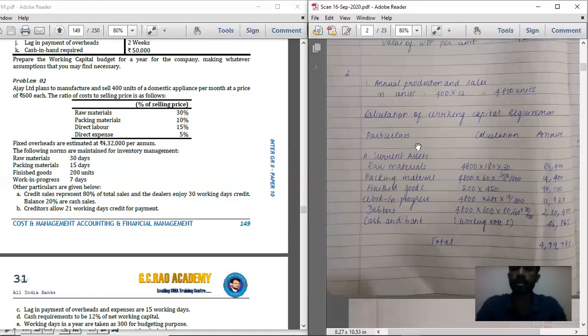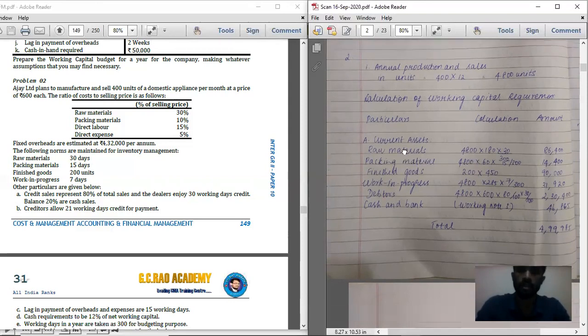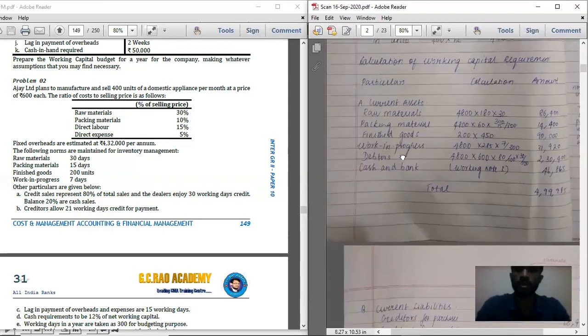This is very important. If you are not seeing whether this is per month, that is total units sold per month, and you take it as per year, then the entire sum is gone. So you should see whether they have given the number of units sold for a month or for a year or for a quarter or for half a year. You should see that, then only you should calculate the annual production. So annual production here is 4,800 units. Below that, statement number 1, calculation of working capital requirement.